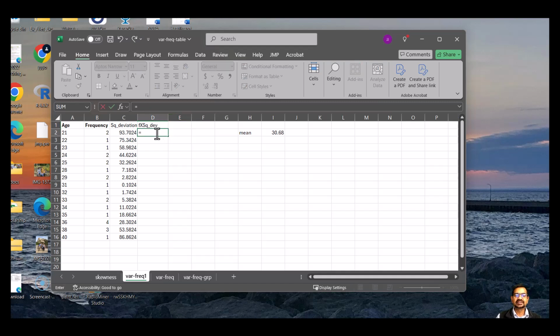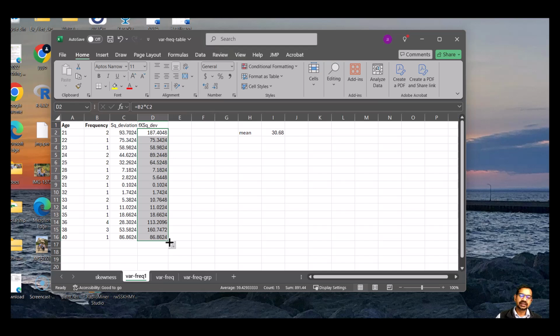which again we could have done with SUMPRODUCT, but I just want to illustrate how this formula works. So we are multiplying this, and this is our squared deviation times frequency for each observation.